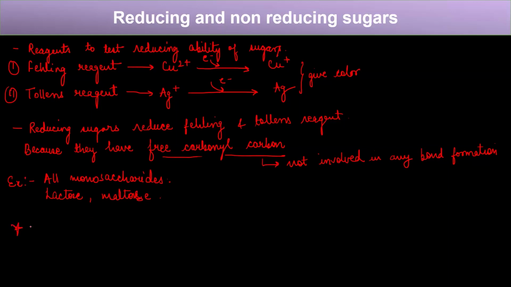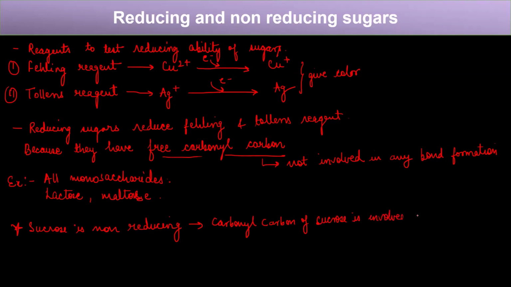Now, one important point: sucrose is non-reducing. We will see the structure of sucrose, but with this discussion we can tell why sucrose is non-reducing, because probably its carbonyl carbon is not free, and that must be involved in certain bond formation. So the carbonyl carbon of sucrose is involved in bond formation, and because of this reason, sucrose is non-reducing. So this is about reducing and non-reducing sugars.